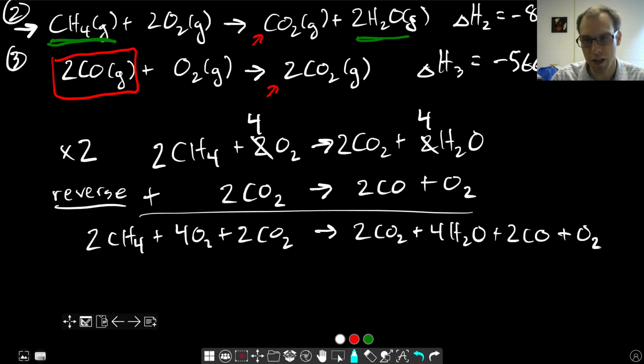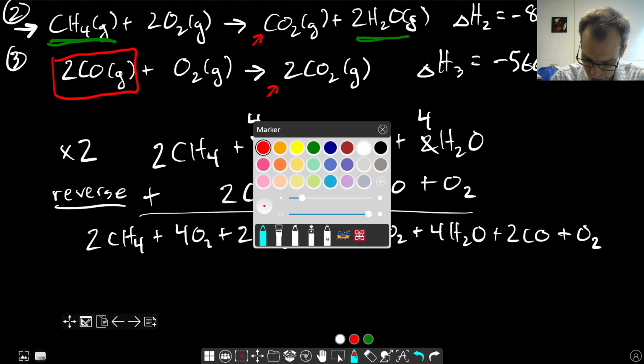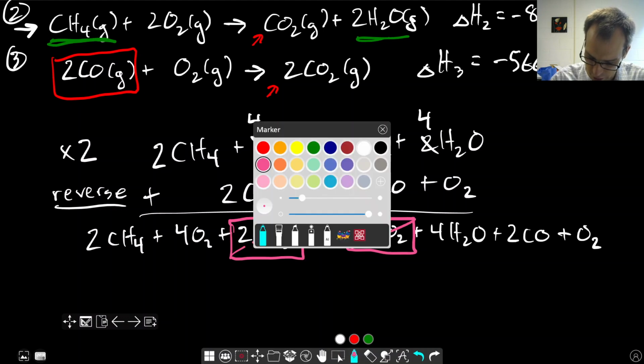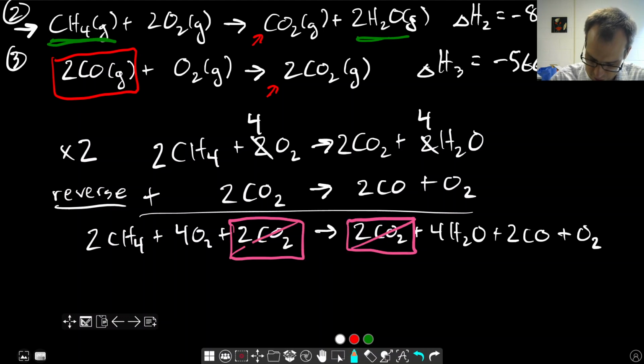And here I'm just copying down whatever's on the left-hand side of the arrow stays on the left-hand side of the arrow. Whatever's on the right-hand side of the arrow stays on the right-hand side of the arrow. And now we want to look and see, is there anything that shows up on both sides of the equation? Let's use a different color. Let's use pink. So I immediately see 2CO2 shows up on both sides of the equation, so we can cancel that out. And let's switch color. We'll use orange this time.